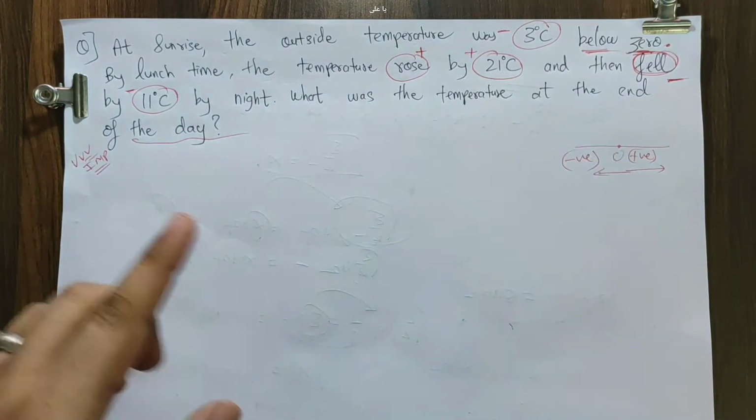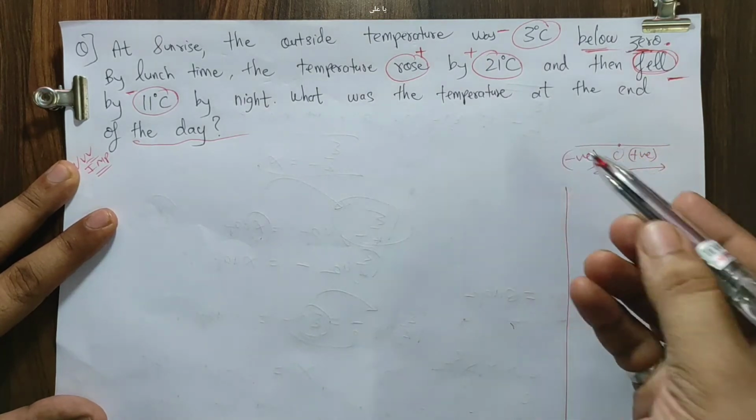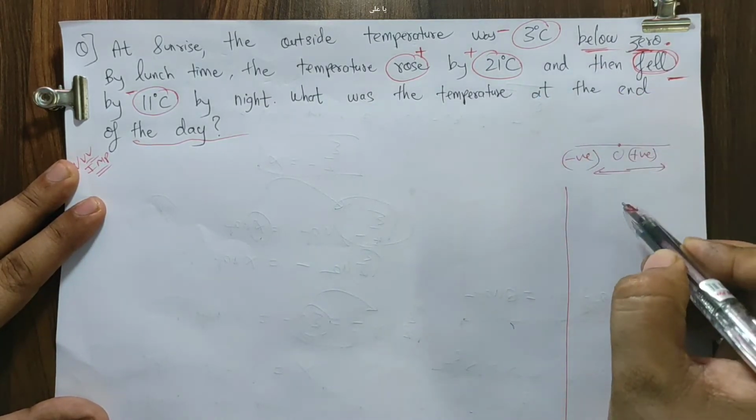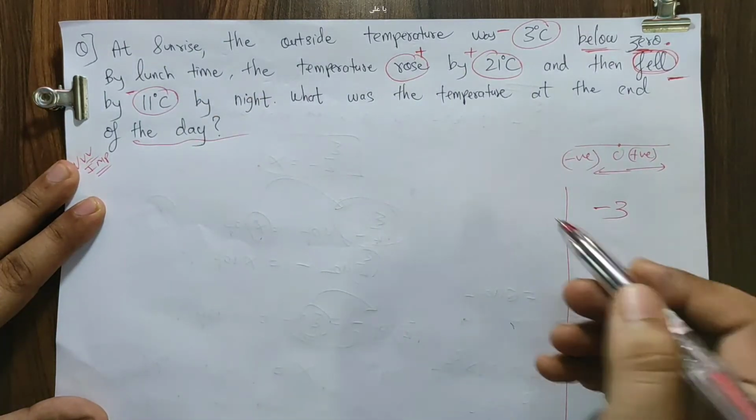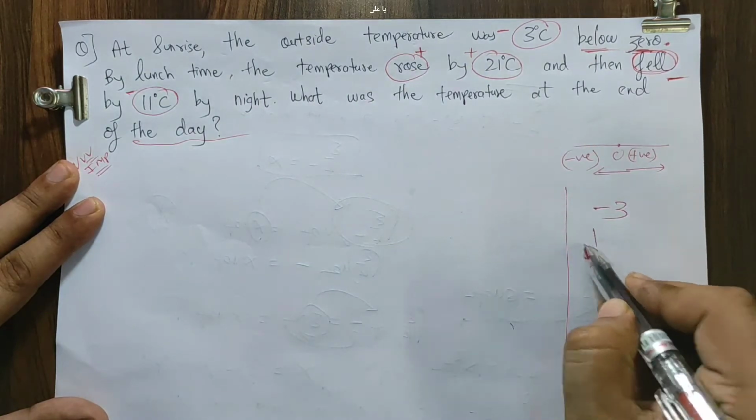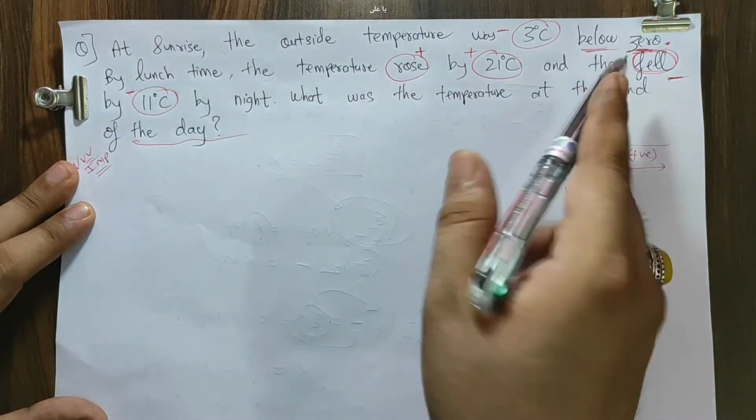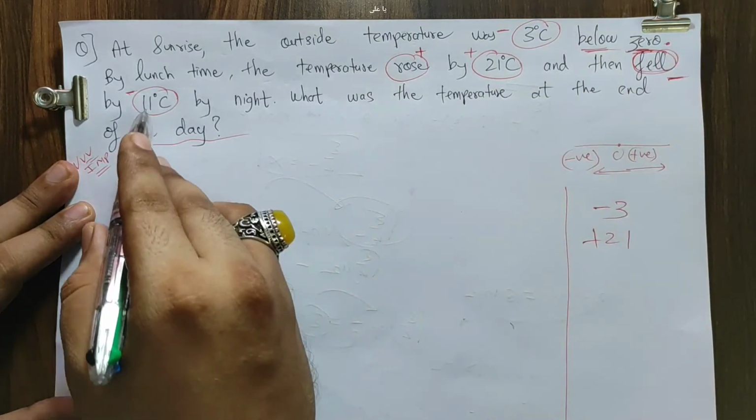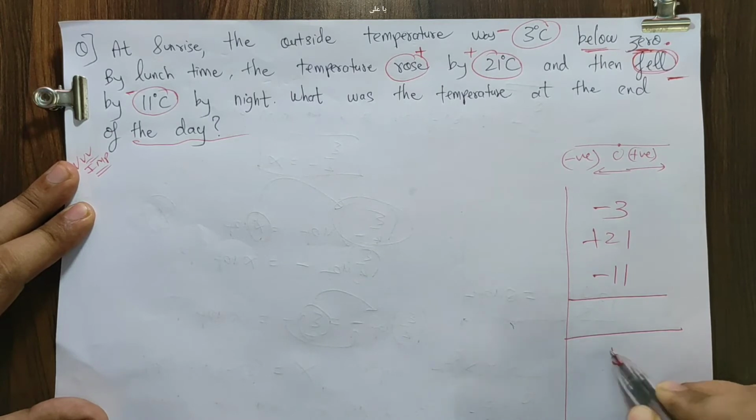What is the temperature at the end of the day? So it's very simple. Before starting the question, you should know that the initial temperature is given as -3 at the time of sunrise. Then at the time of lunch it rose by 21, so it will be plus 21. At night it fell, which means minus, by 11 degrees Celsius, so it's minus 11 degrees Celsius. The answer will be the final answer.